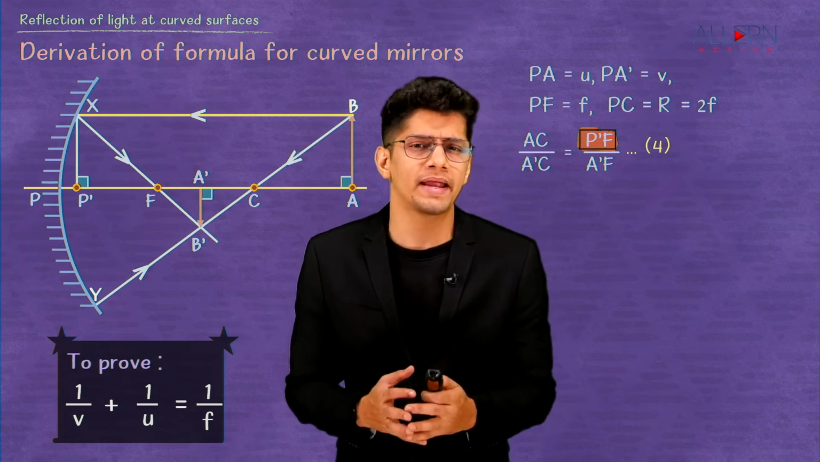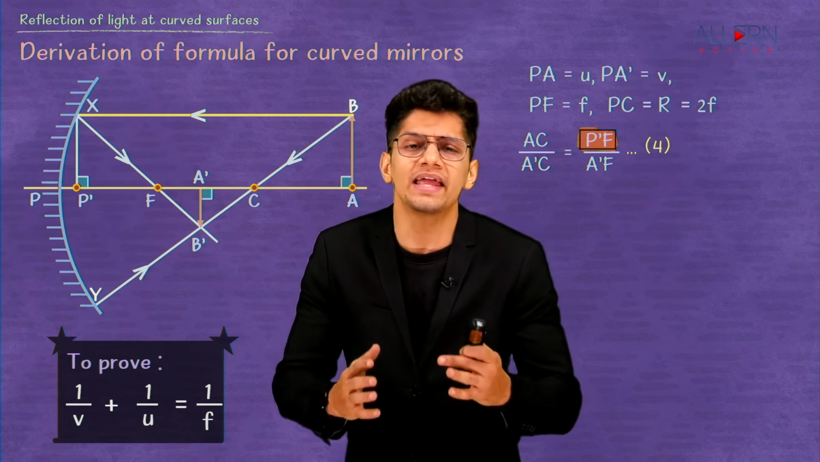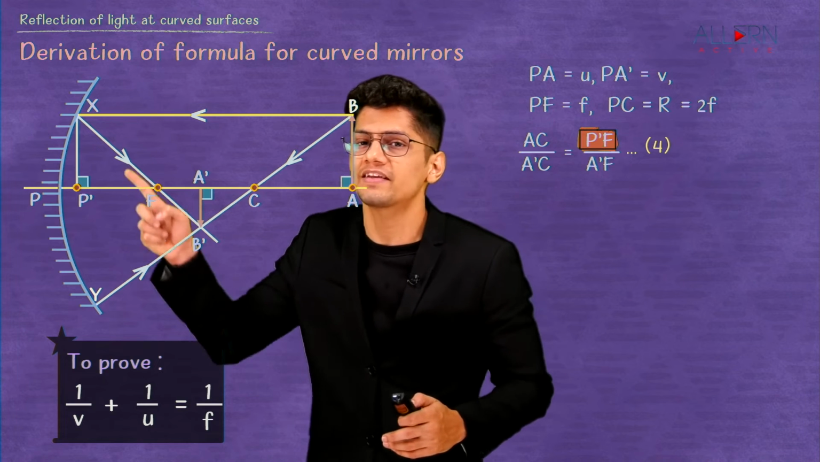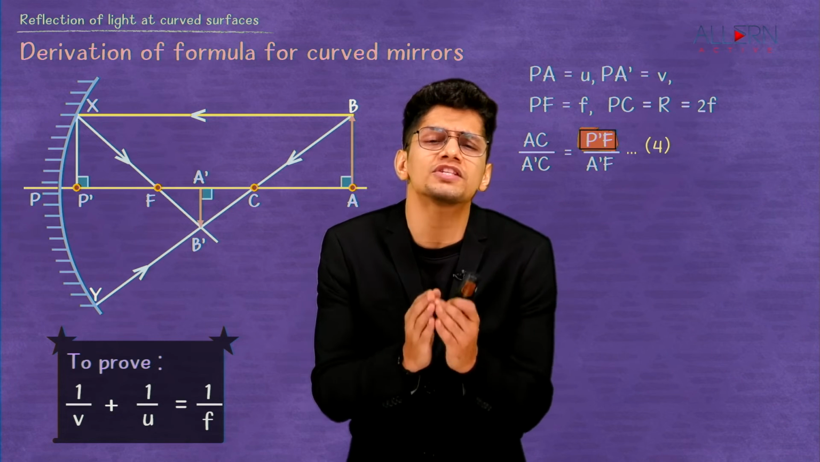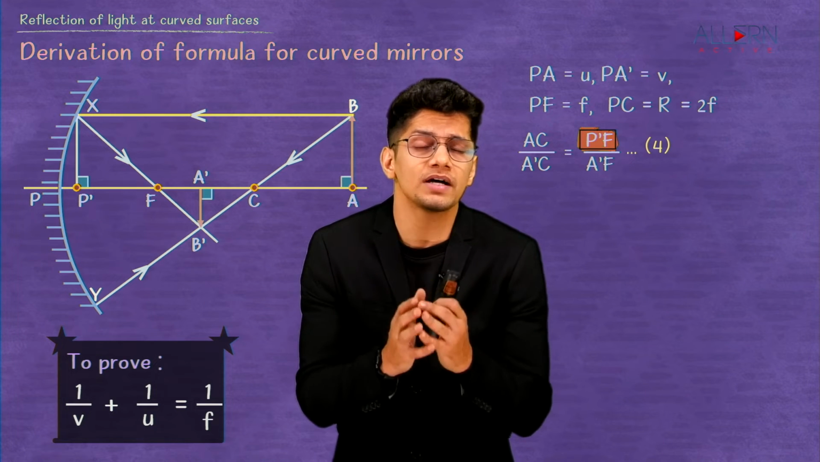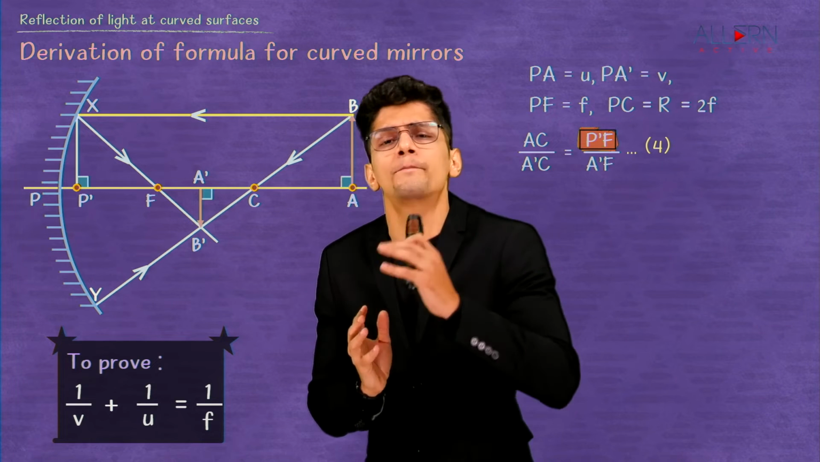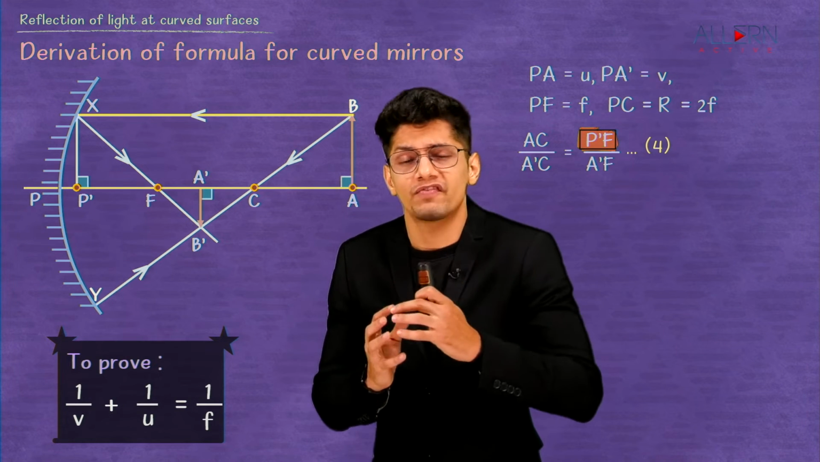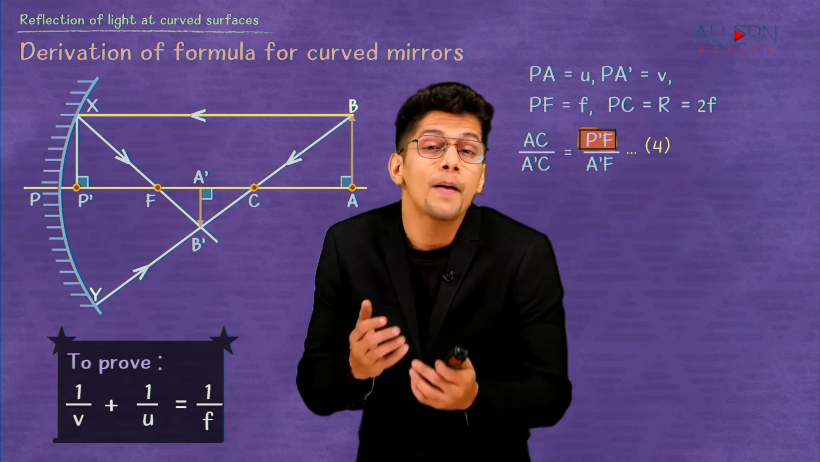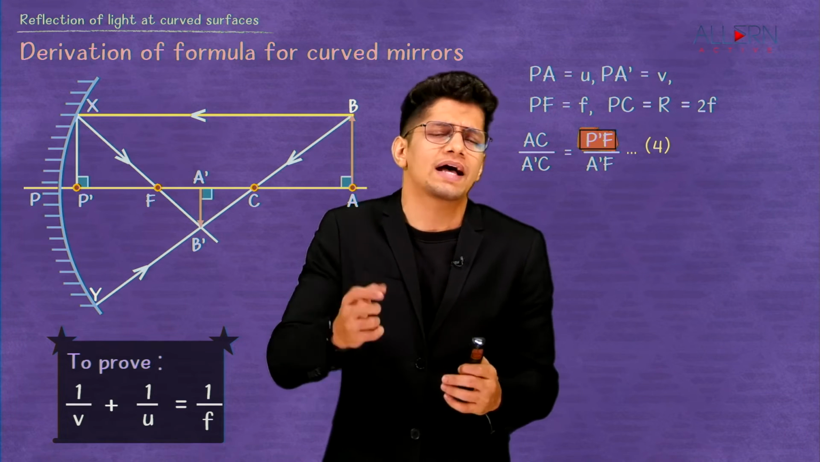And one more thing we have to keep in mind, which is very, very important, is that the mirrors we are dealing with have a very small aperture. Now what do you mean by aperture? Aperture means the total effective area. So these mirrors have a very small aperture. That means these mirrors are very small. Now, if these mirrors are very small, we know that these small mirrors are actually a part of a big spherical mirror. Then these mirrors appear, I'm not saying they are, I'm saying they appear to be like a plane mirror or as good as a plane mirror.